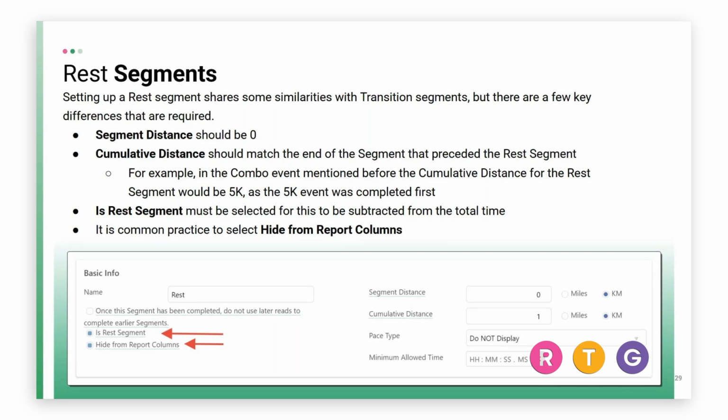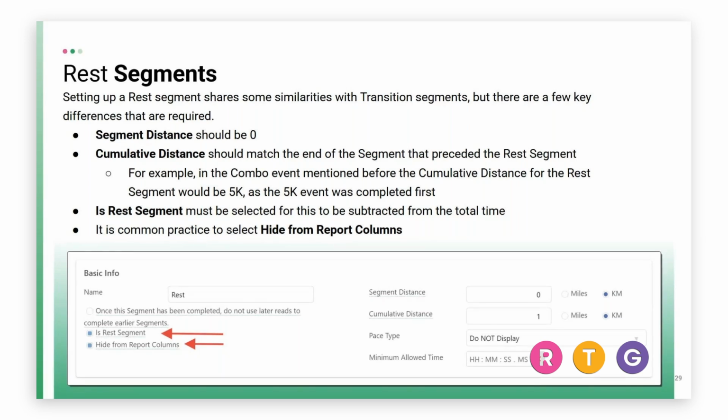So, for example, in that combo challenge event we're hypothetically talking about, they do the 5K first, and so the cumulative distance for the rest segment would be 5K. That's how we line stuff up. Again, cumulative distance, whenever you're talking about segments, is just really important to understand.